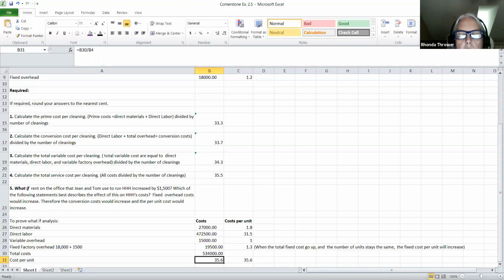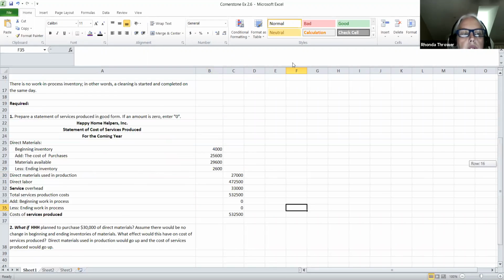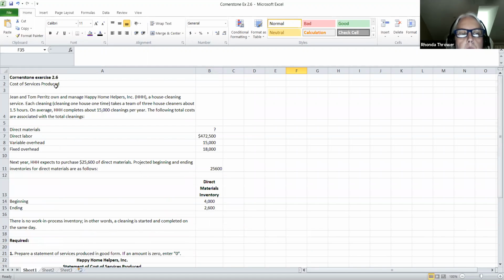So if you'll bear with me just a minute, I'm going to bring up our next exercise, which is exercise 2.6. So now you should be able to see exercise 2.6. It's really a continuation of exercise 2.5. And these are cornerstone exercises if you're following along with them in your textbook.